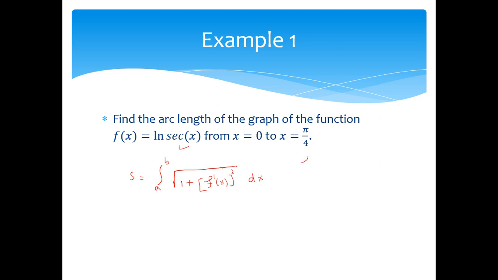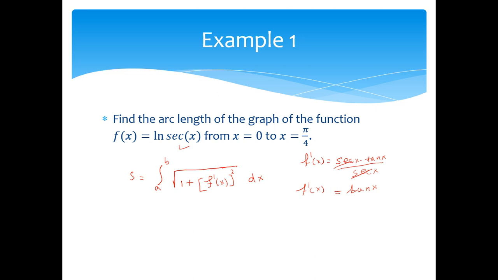So f prime of x. If we have ln of x, usually it's going to take the derivative of the function divided by the function itself. That's going to be secant x times tangent x divided by secant x. Secant of x cancels out. f prime of x is equal to tangent x.